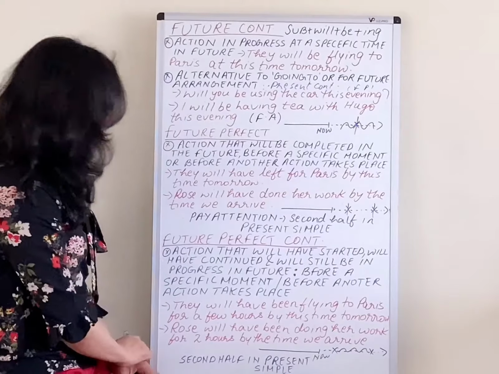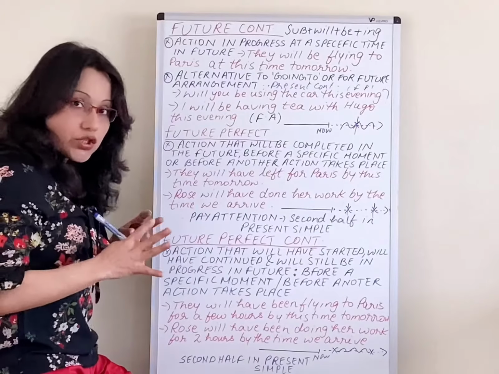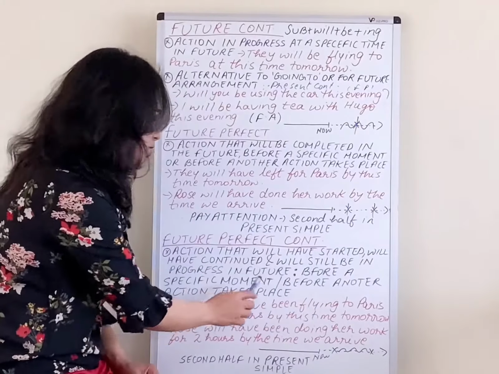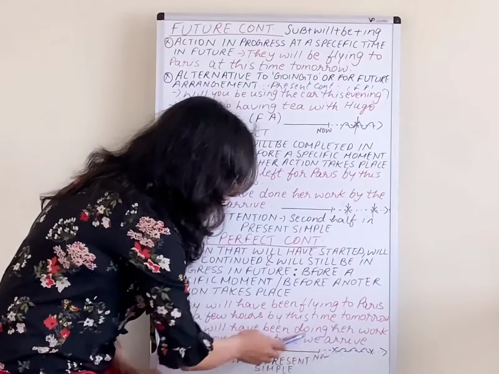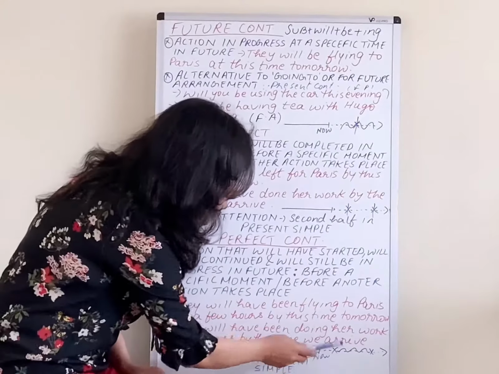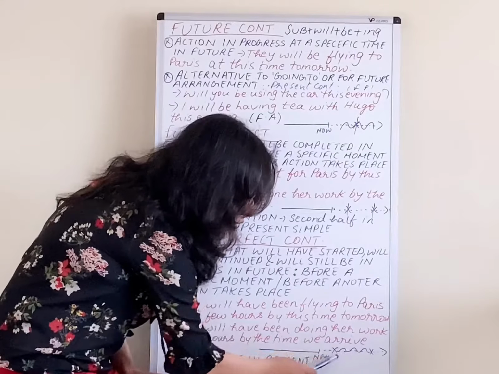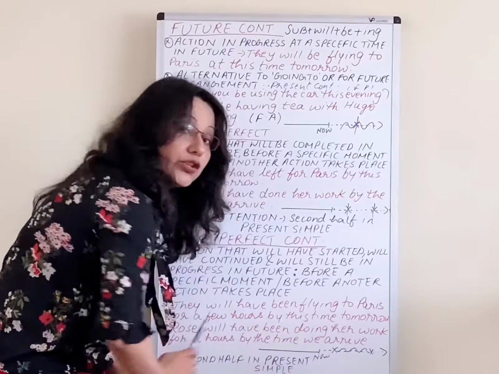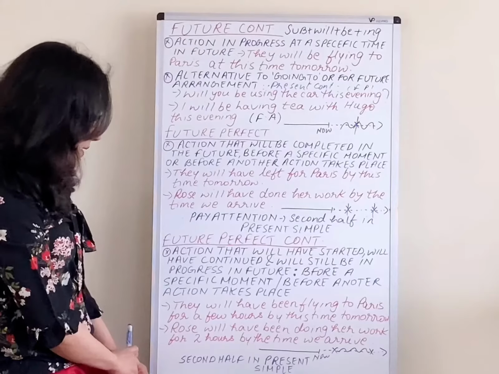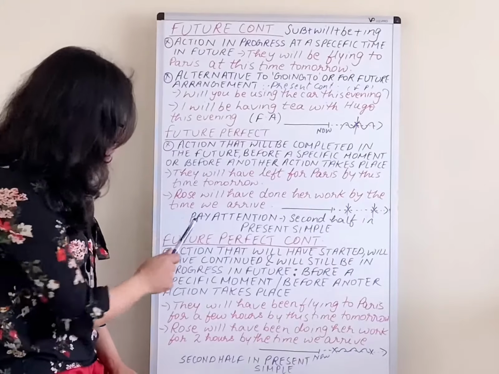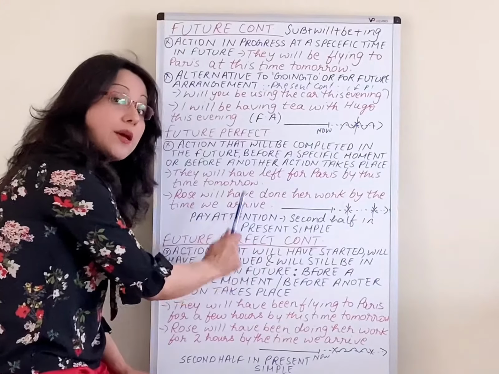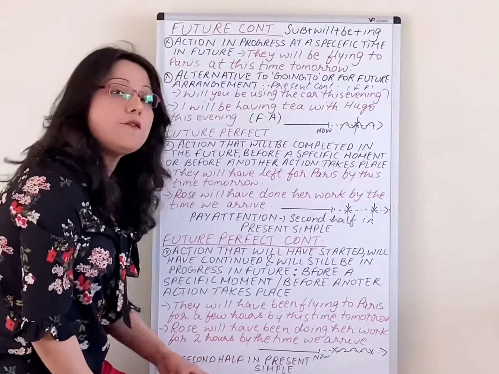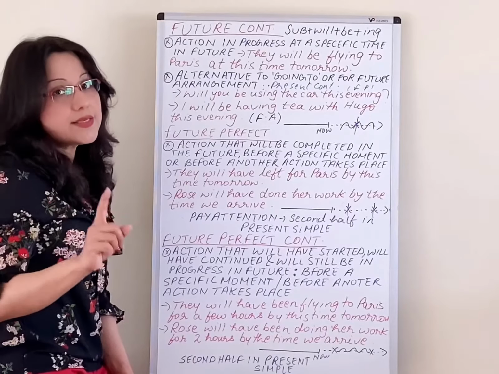So like I said, future perfect continuous talks about an action that started and continued for some time before another action takes place. By the time we arrive, that is the next action. If you look at the timelines, we're talking about two things in the future, and this action continued for some time before the other action. I hope I have made myself clear. One very important thing to note: just like there, the second half is in present simple, the same way in future perfect continuous as well. The second half of the sentence is going to be in present simple tense.